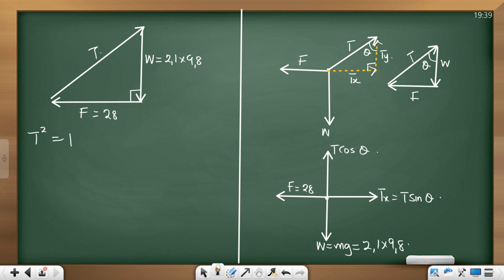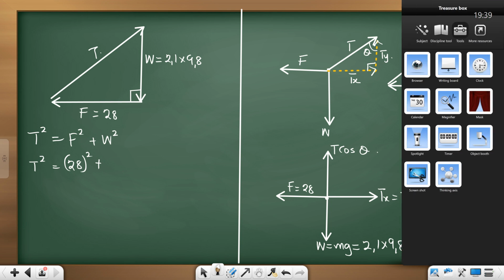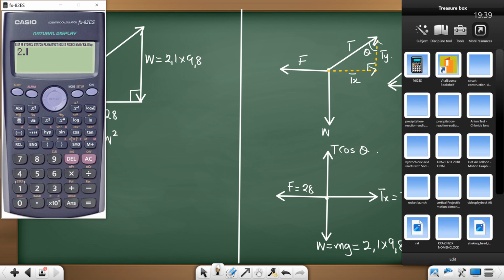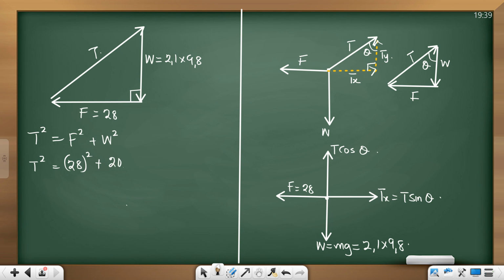So T squared equals W squared plus F squared. All right, everybody, please work it out for me in case you didn't work it out. Benjamin, I want to quickly deal with what you said. And I want to show you something quickly. 2.1 times 9.8 would give us what? 20.58. All right, please everybody give me an answer to T using Pythagoras.